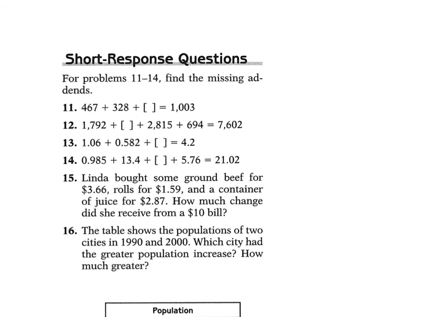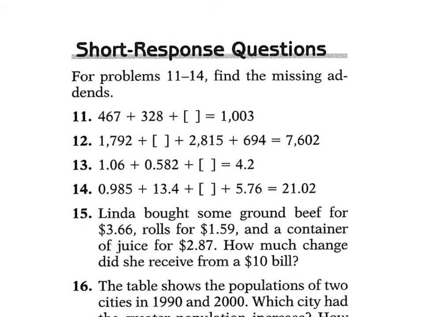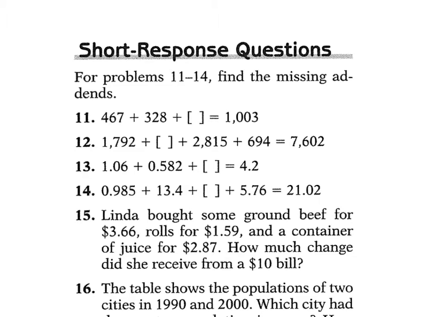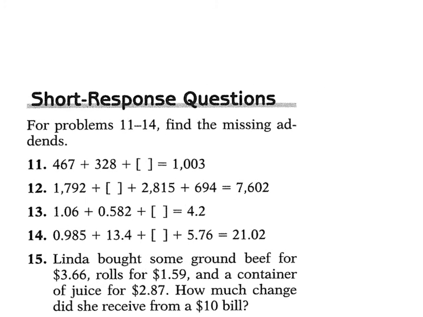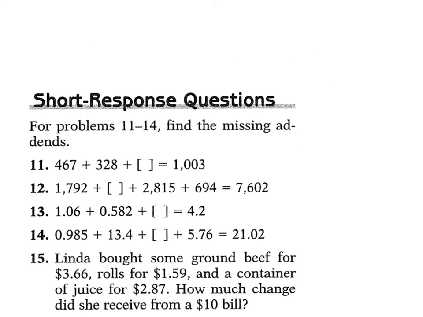So for 11 through 14, we're finding the missing add-ins. So with these, we have 467 plus 328 plus something is equal to 1003. So I'm just going to rewrite this. I'm going to have to add first. So I'm going to do 467 plus 328. The 7 plus 8 is 15. The 6 plus 2 is 8 plus 1 is 9. And the 4 plus 3 is 7. From here, I'm going to subtract this number from the 1003.